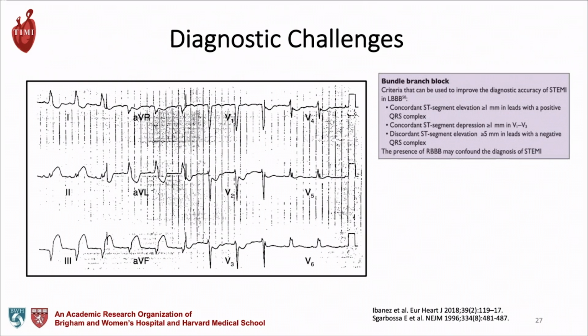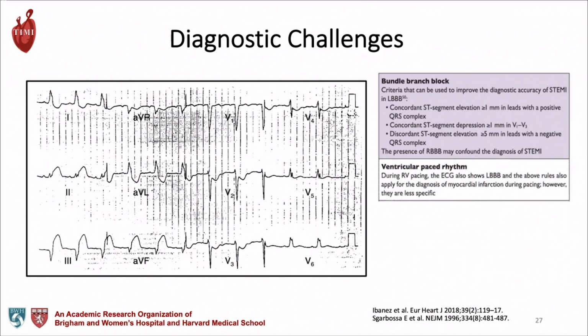Although Sgarbossa developed these criteria for bundle branch blocks, there are a couple other scenarios where this applies. Ventricular paced rhythms, where there's RV pacing, recapitulate a left bundle branch block. And so the same criteria can be used to look for myocardial ischemia.